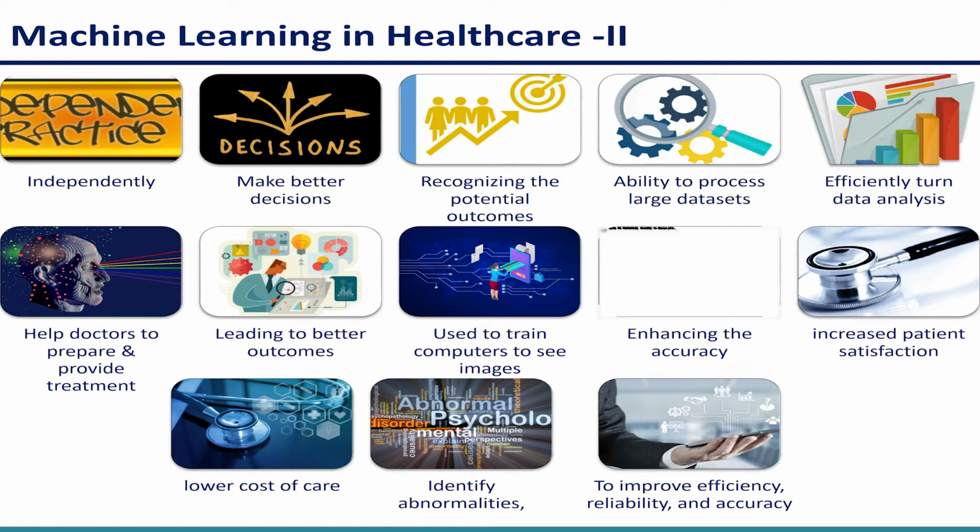Those images we use to train the system, like how to read X-ray data and how to find that this X-ray shows some issue, some illness. They analyze those image data, enhancing the accuracy of the data. Accuracy of the data means accuracy of the decision. They enhance the accuracy of the decisions implemented in the healthcare system.